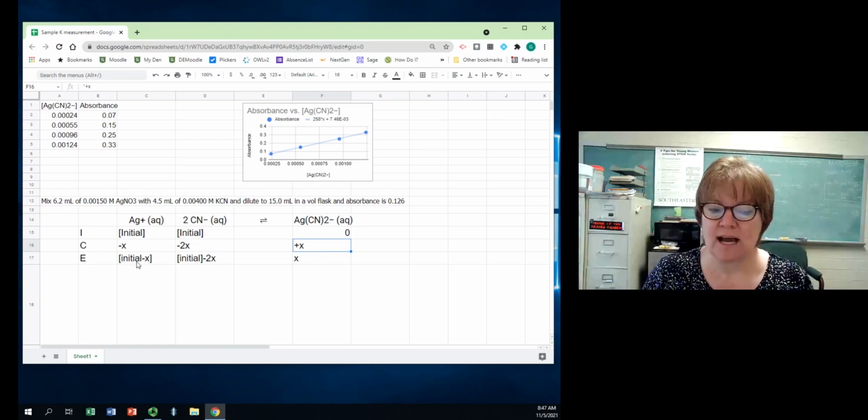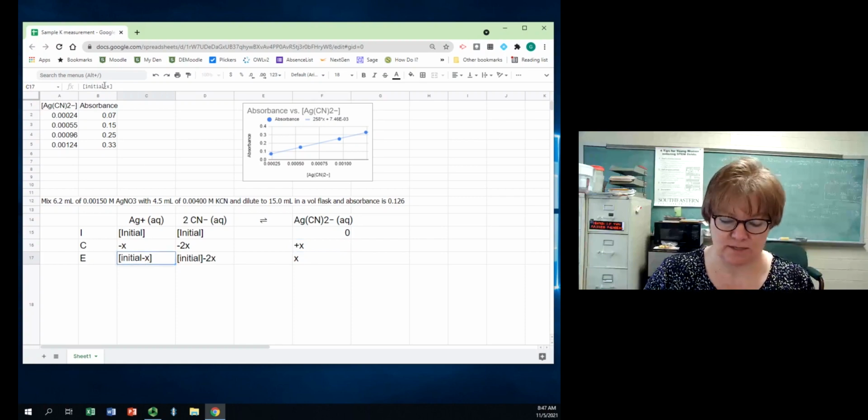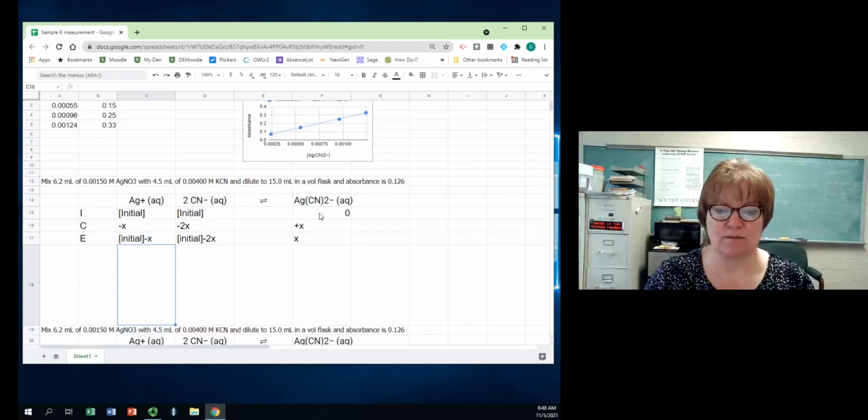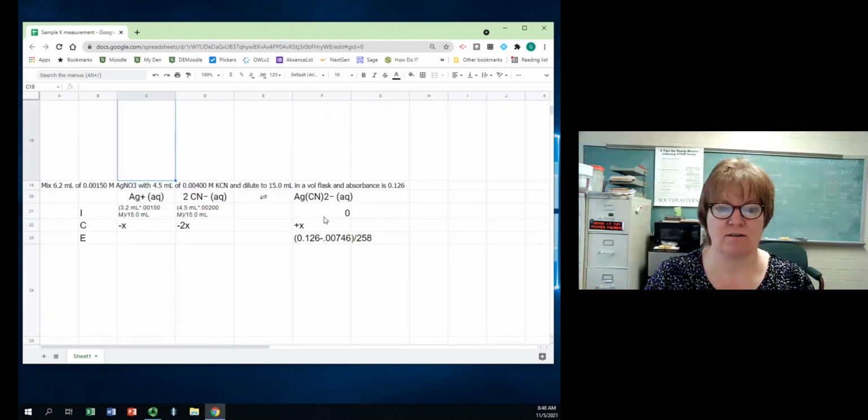So at the end, I know my equilibrium algebraically is the initial of the silver minus X, the initial of the cyanide minus 2X. Let me just clean that up. That should be initial concentration minus X. All right, and the silver cyanide would be X. Okay, now let's get into the specifics. So let me kind of run down to here.